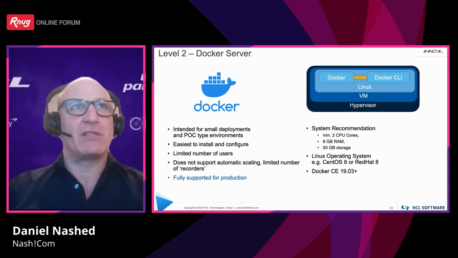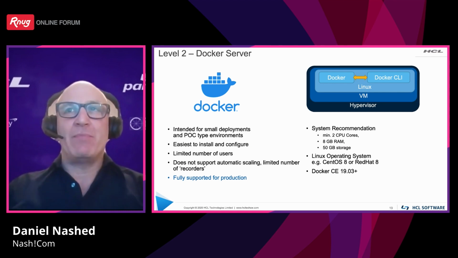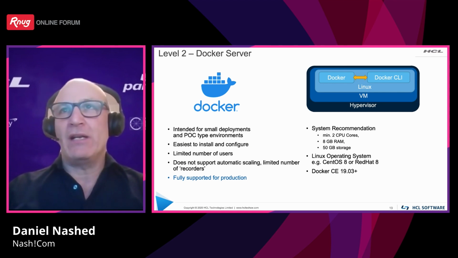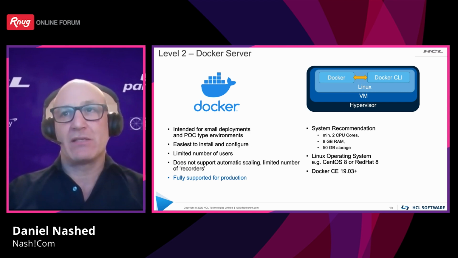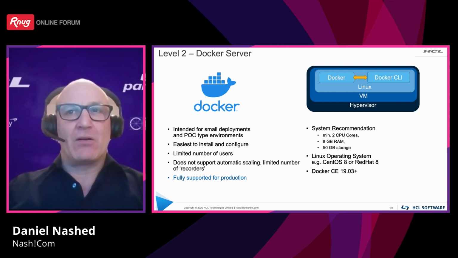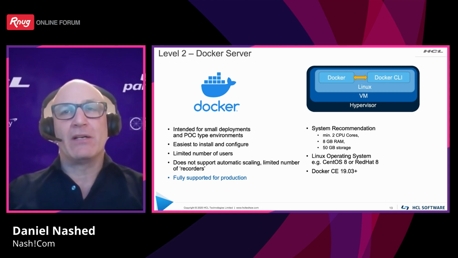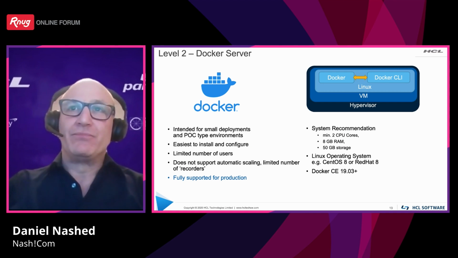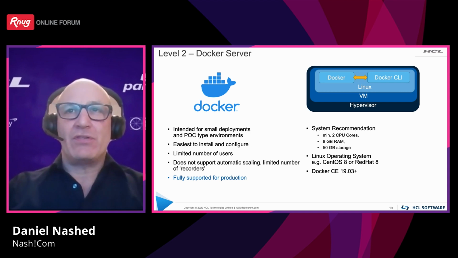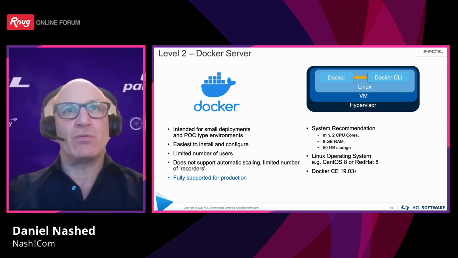And the next level, which is really a Docker server, is something that you can run in production. It's a hypervisor like VMware or any other hypervisor. You run a Linux distribution of your choice, for example, CentOS, Red Hat Linux, and then you use Docker Community Edition 19 or higher. 18 will also work. And this offers you a server environment already. So this is good for small environments, but this is nothing to run a whole company on.